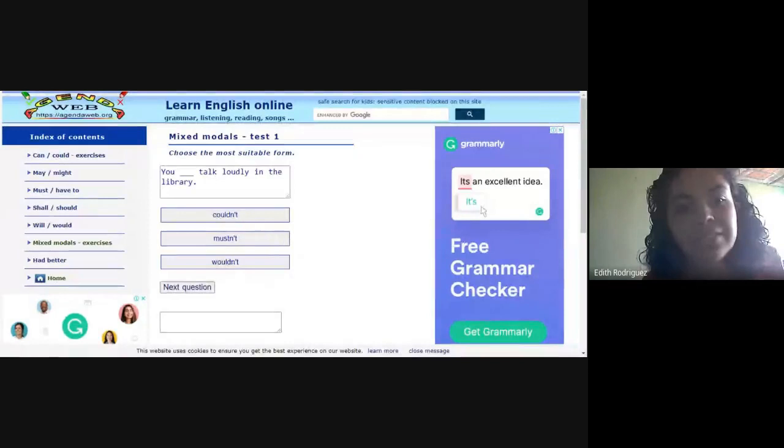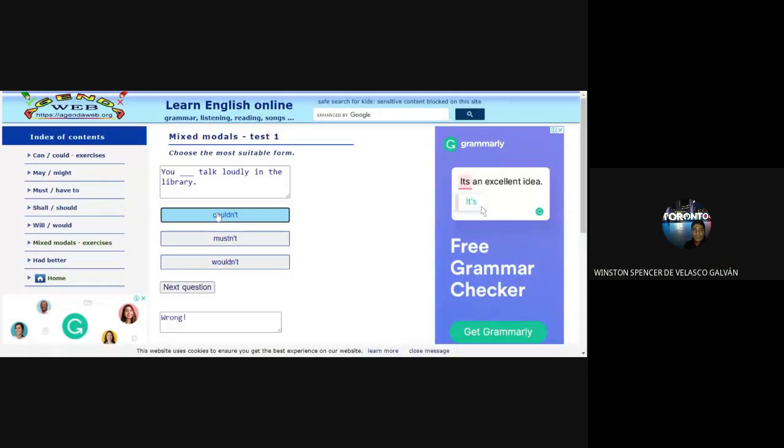Couldn't. Okay, wrong. I think I will go with mustn't. Remember, we are in a library. Remember that in a library, an obligation is that you can't speak very loud. That's why the correct answer is mustn't, or must not.